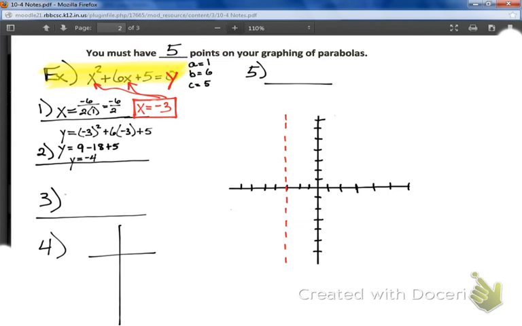But remember, answer 2 is the vertex, and the vertex is an actual ordered pair. Well, your ordered pair now is x is negative 3 and y is negative 4. That is your vertex. And I am going to now graph that vertex. So negative 3, negative 4 would be right here, right? Negative 3, negative 4, vertex, graph it. All right, very good. Now let's go back up to step 3.